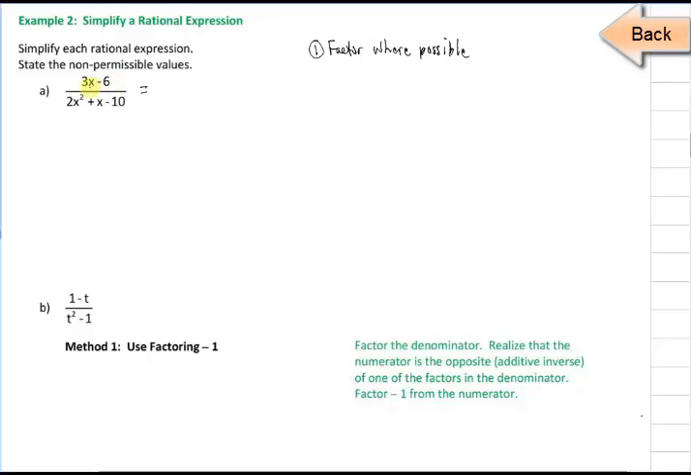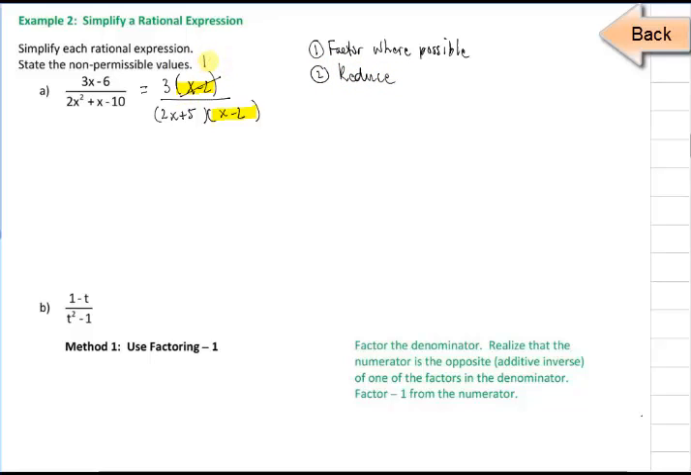So in this expression, if you take a look at the numerator, you have a common factor of 3, so we're going to pull the 3 out, and we will get 3 times x minus 2. And in the denominator, you have a trinomial, which you will factor into 2 binomials. When you do that, you would get 2x plus 5 and x minus 2. Notice that you have 2 factors, one in the numerator and one in the denominator, that are equivalent to each other, so that means we can reduce them. So our second step is to reduce.